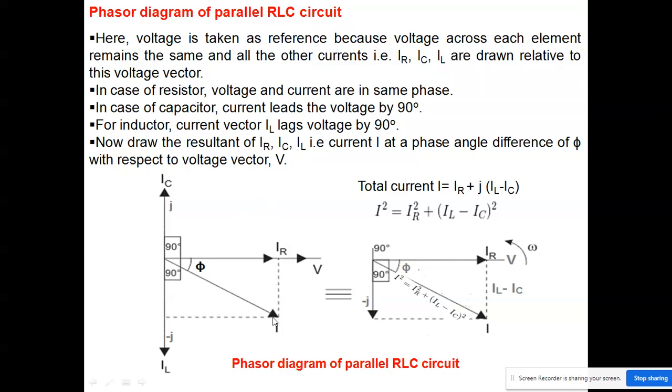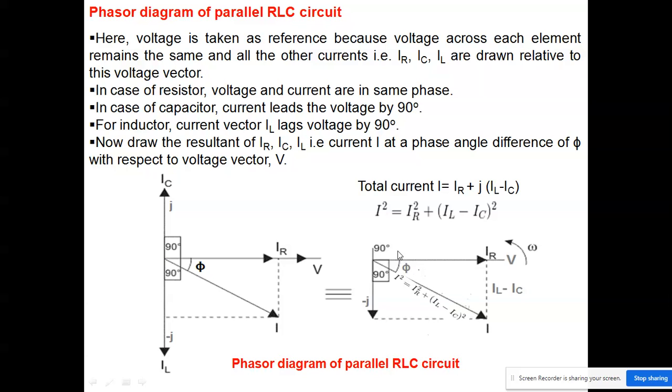Now we are drawing the resultant of this one, this one, and this one. The resultant current, which is I, has the phase difference phi with respect to the voltage. In this case, we are taking that the inductance current is more than the capacitance current. So you see, this is our resistance current, and that is the difference of IL minus IC. So I'm putting this one here and this one here. This will represent my total I.